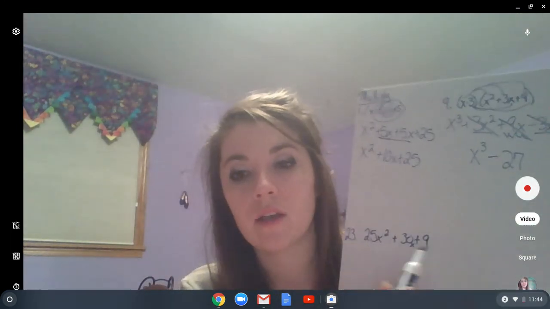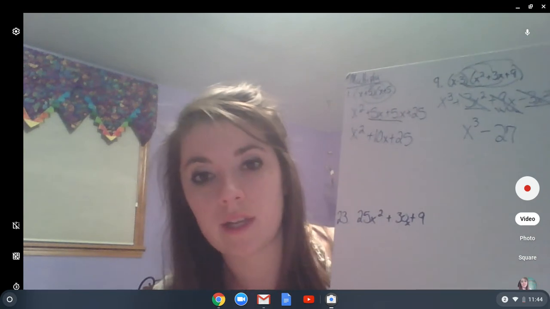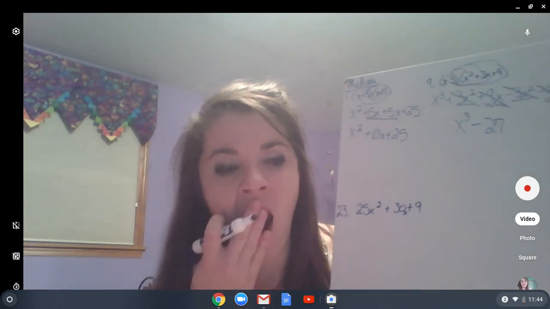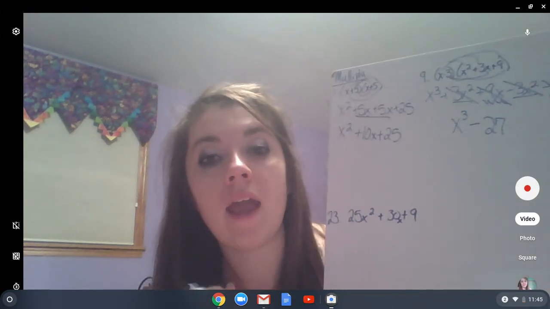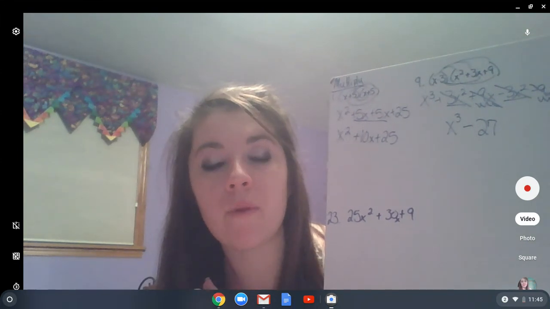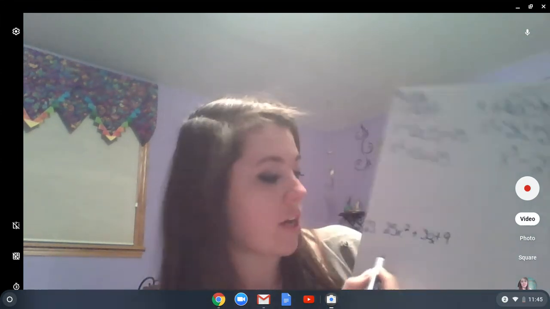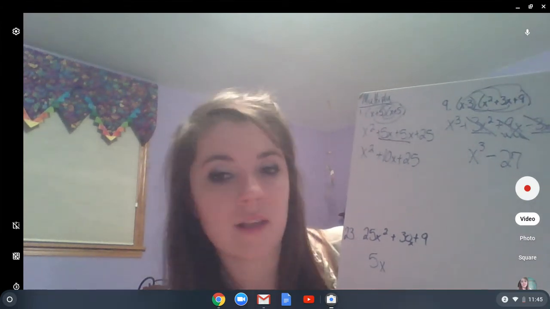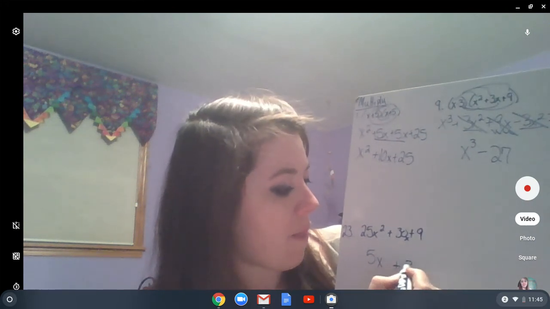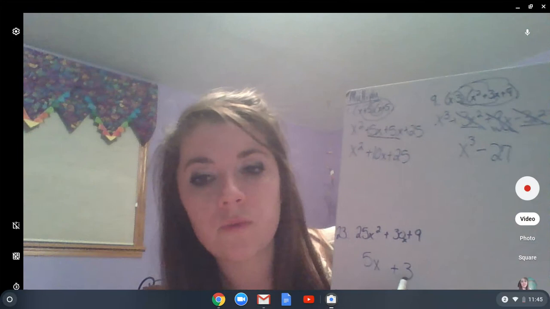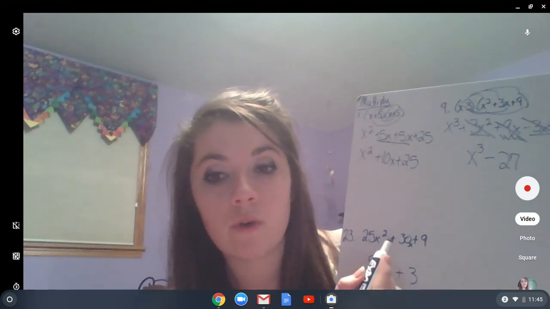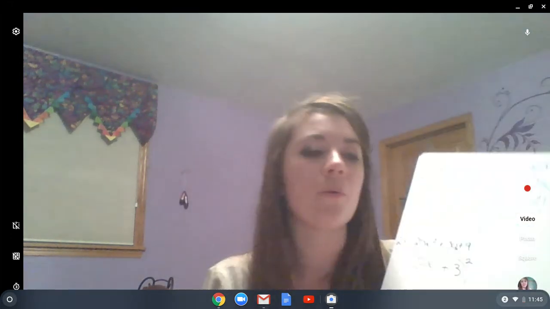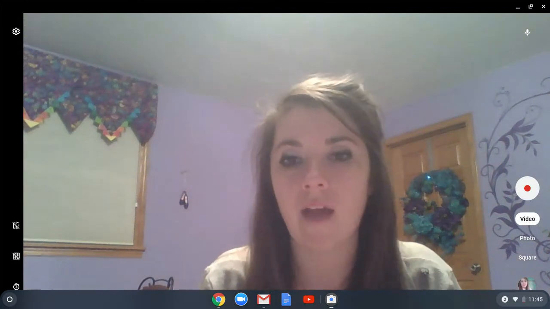Looking at this, what kind of equation is this? Is it a difference of two squares, a sum of two cubes, or a perfect square trinomial? Perfect square trinomial, because 25x squared is a perfect square. We get 5x. And 9 is a perfect square. We get 3. If we multiply 5 and 3, we get 15. If we multiply that by 2, we get our 30x. So we put parentheses around it and square it. So what you're doing for that last section is finding that factored form.